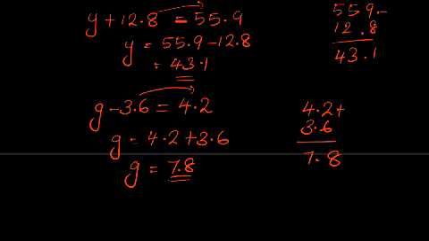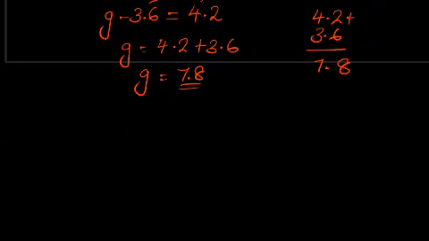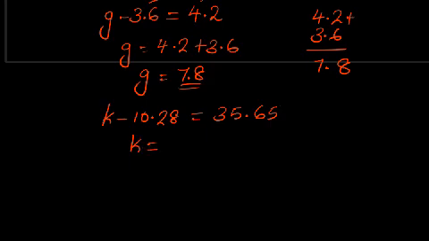Okay, we'll show another example. K minus 10.28 is equal to 35.65. Okay, so how can we find K? K is equal to, bring this to the right side. So 35.65 plus 10.28. Subtraction on the left side becomes addition on the right side.